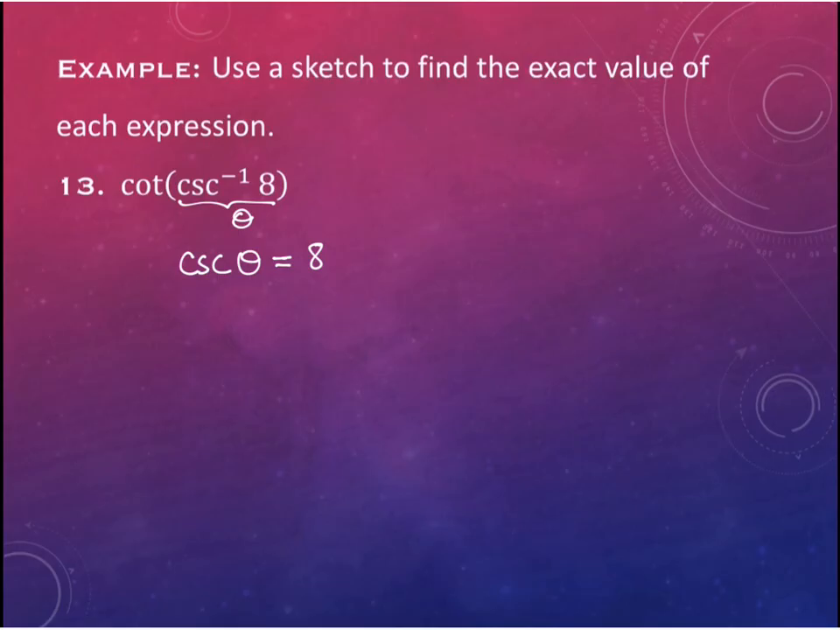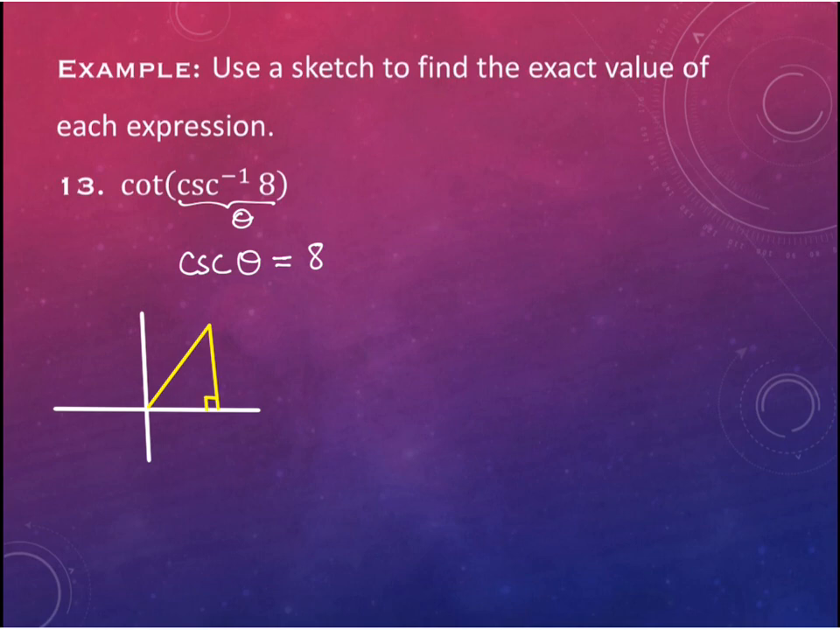I don't know why I chose all positives. So since it's positive, which quadrant are we in? 1, right? We're in quadrant 1. So cosecant in quadrant 1. Whoops. What is the cosecant value? Or how do I put the 8 into cosecant?